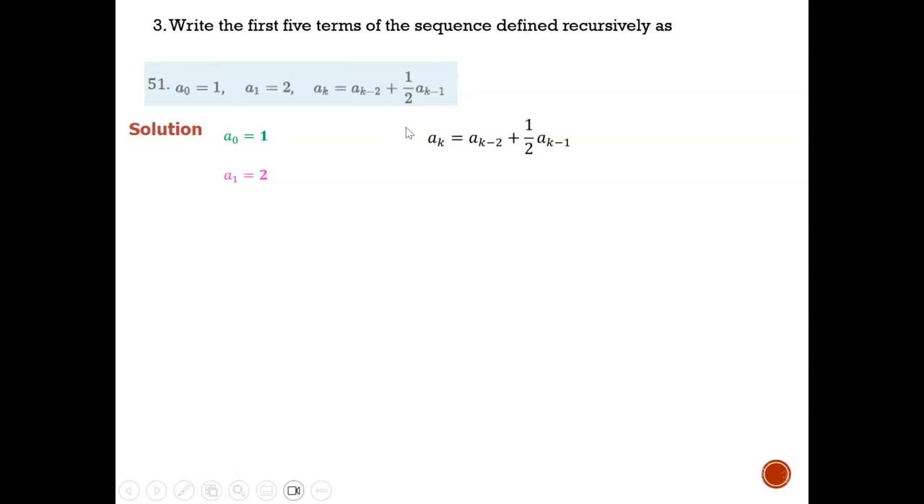I know this might look a little bit intimidating, guys, but hopefully the way I explained it can make more sense to you. Okay, well, here's the formula. For every K, I'm going to plug in 2, because this is my first term, my second term.